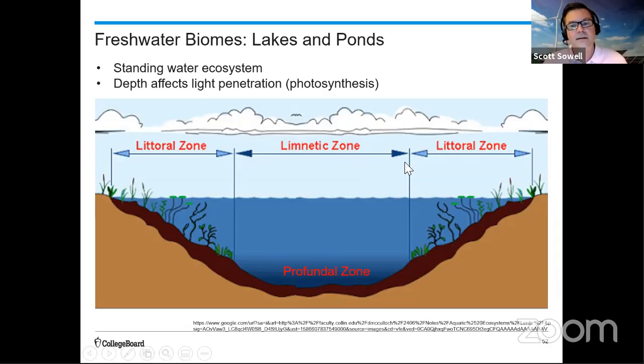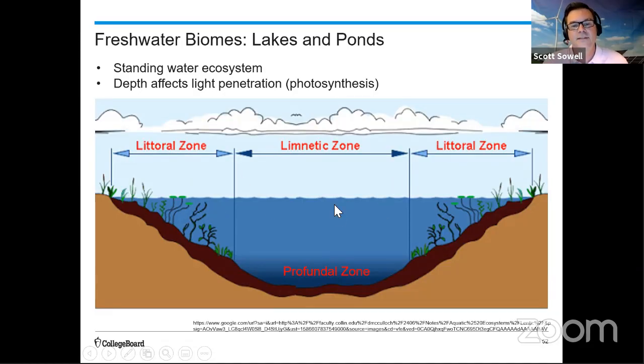Now, an interesting aspect of the lakes and ponds is light and how low down light will penetrate. So over here on the shallower sides of the lake or the pond, we have the littoral zone. And this is where we have rooted vegetation. We have lots of productivity and biodiversity over on these shallower areas where light can penetrate all to the ground.